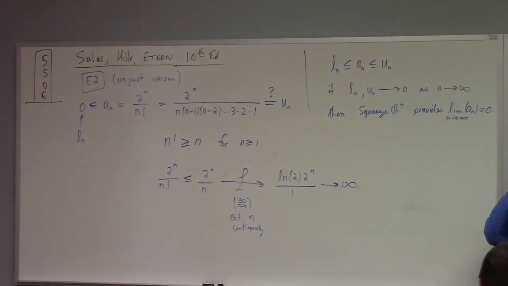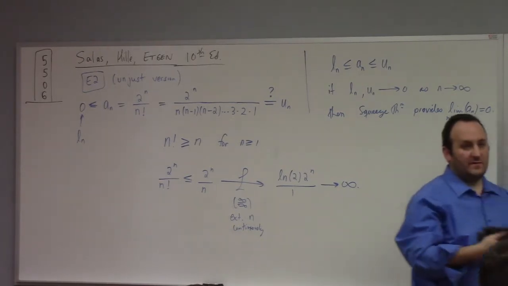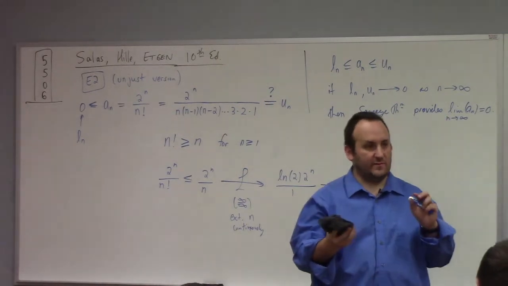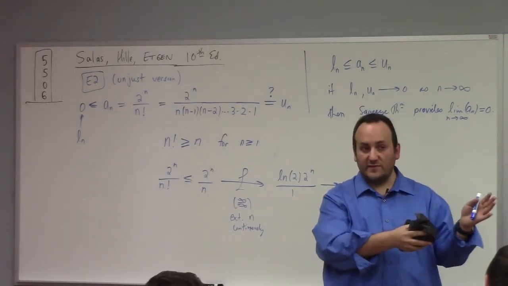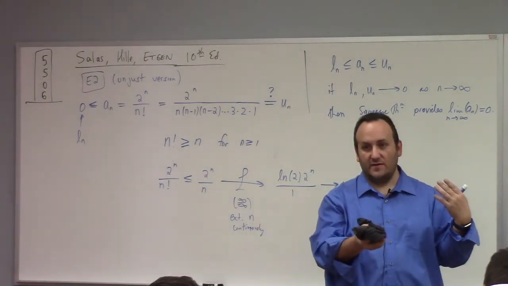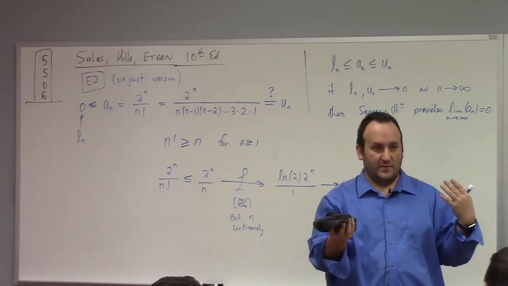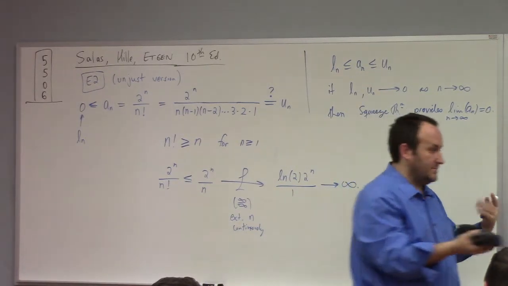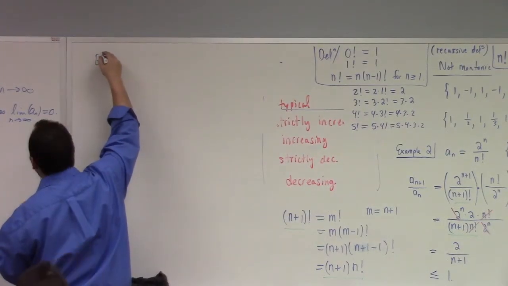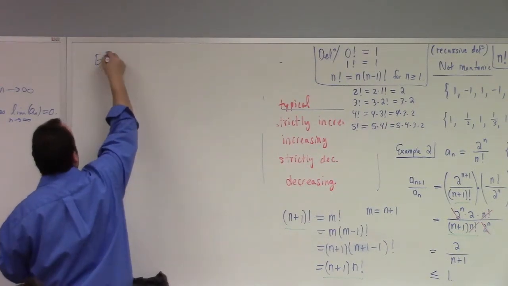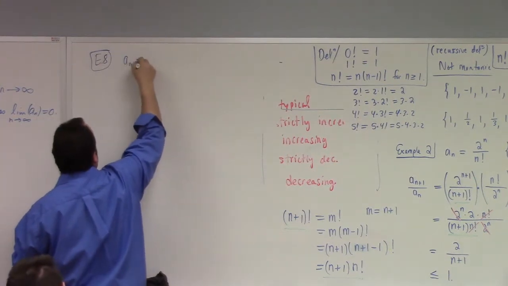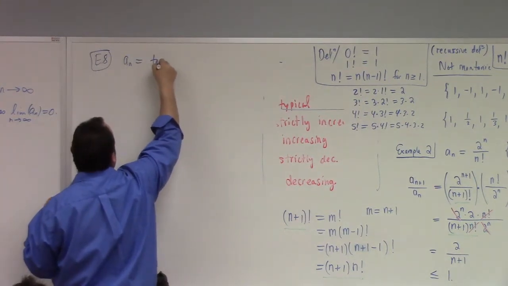What are the other ways we can show a sequence is increasing or decreasing? If the formula is something that has a nice continuous extension where we can do calculus, then we can just do what? I guess some example 8. If we have like a sub n is, I don't know, inverse tangent.